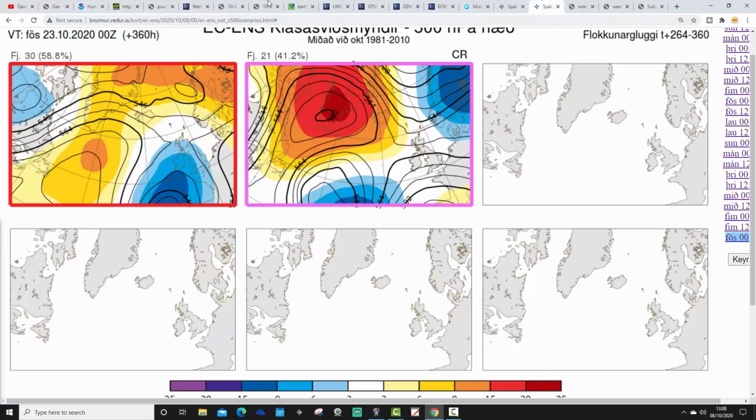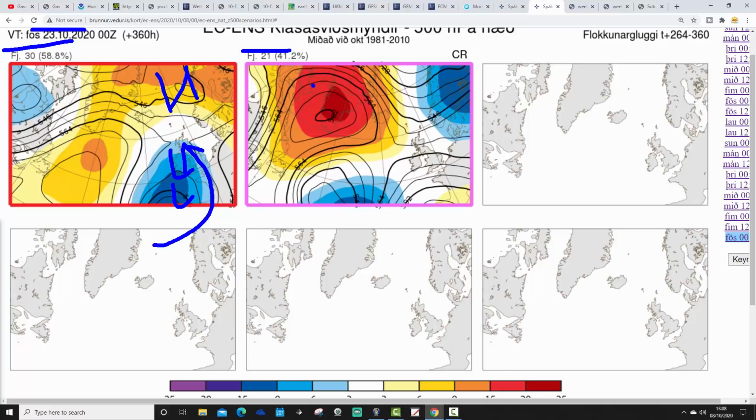In 2 weeks' time, these are the options that we've got. There's only 2 of them. So 30 members of the ECM ensembles with low pressure to our south, southwest, high pressure to our northeast. It's 23rd of October, by the way. Low pressure to our south, southwest, high pressure to our north, northeast, unsettled and probably milder, bringing some southerly winds.